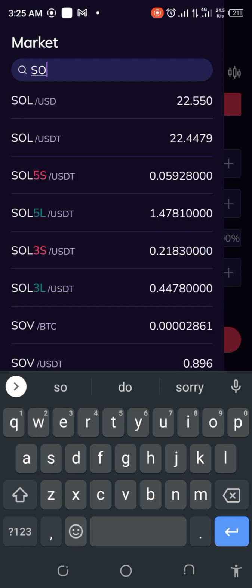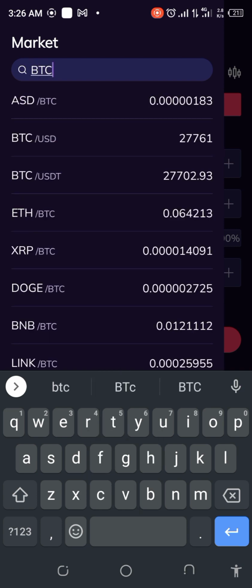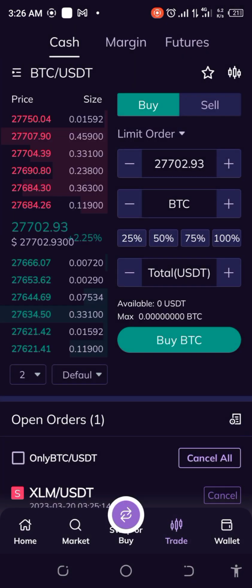But first of all, let's check it. It's SOV BTC. As you can see, we have to buy BTC first, and then we'll buy SOV with BTC, and then we'll sell to USDT. But first of all, we need to get BTC. So let me go and get BTC, USDT. So let's go and do some simulations.